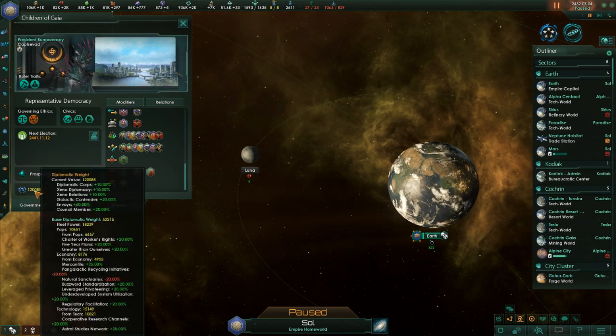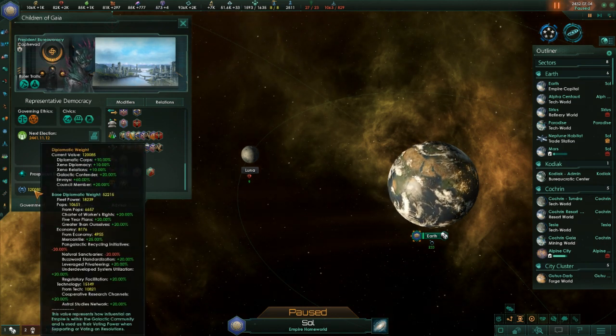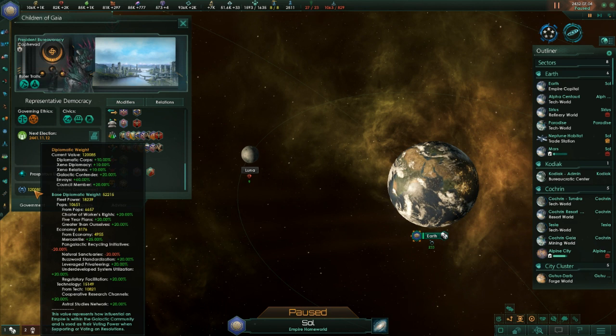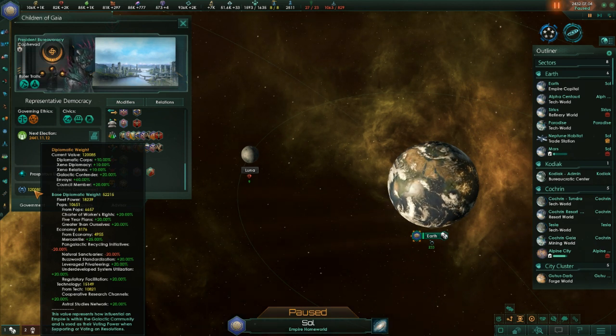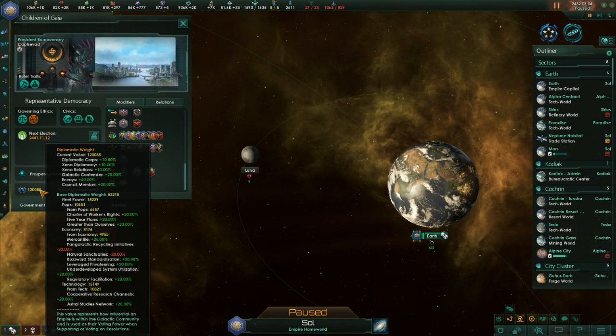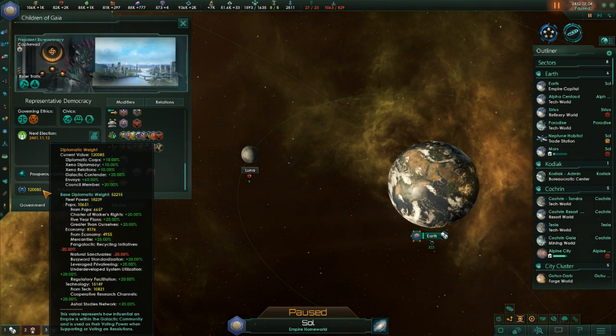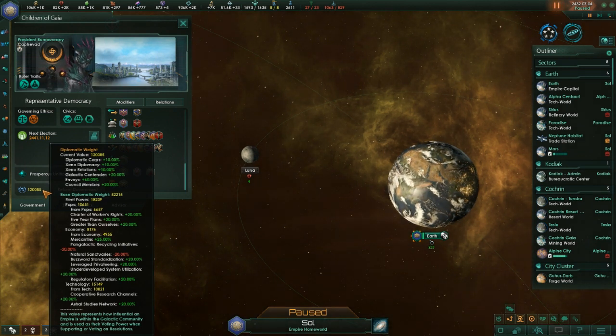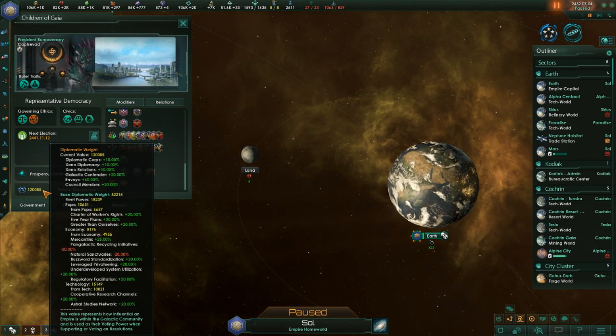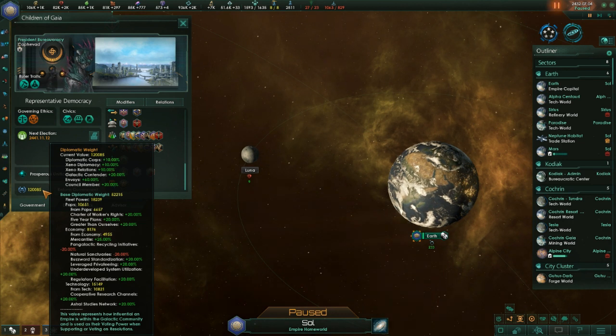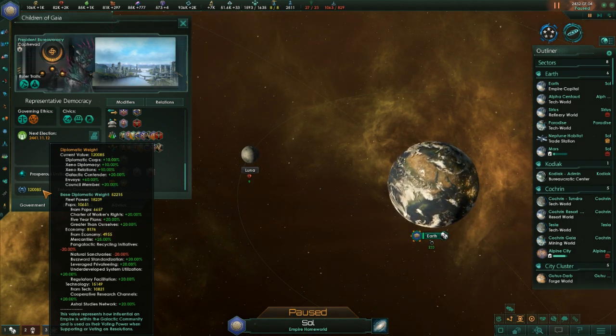This right here is my diplomatic weight, by the way. It will tell you exactly where your diplomatic strength is coming from. As I go down the list, I can see my diplomatic corps, my Xeno diplomacy, my Xeno relations, my envoys, my council members. All of these are adding to my diplomatic weight. It then shows you the base value, more pluses and minuses. You know, if you really want to get into it, you can.